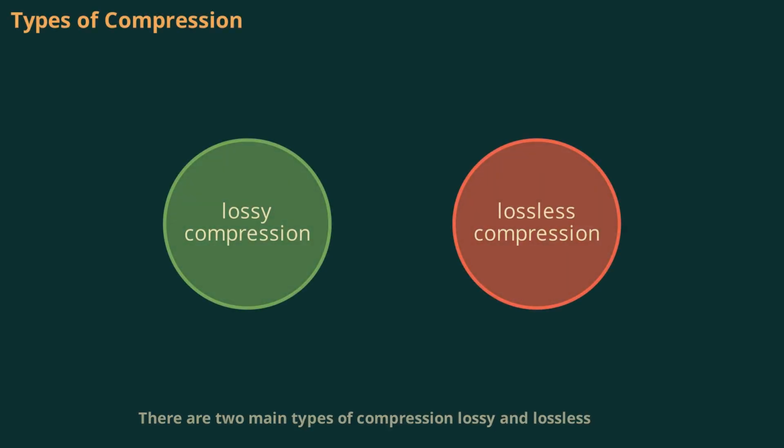There are two main types of compression: lossy and lossless. Lossy compression removes some data to reduce file size, which can result in a small loss of quality. Lossless compression, on the other hand, preserves all the original data, allowing the file to be perfectly reconstructed. Each method has its own advantages and is used for different types of files.